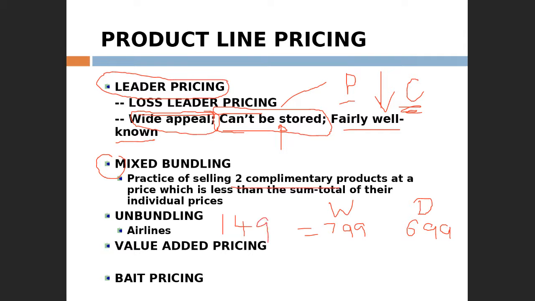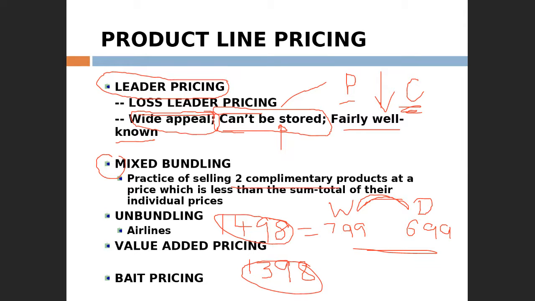Are you with me? It's kind of like going to McDonald's and saying, I'm going to have number one. But then the advertiser might say, if you buy these together, instead of $1,498, you will pay us $1,398. So that's the idea of mixed bundling. The practice of selling two complementary products, washer and dryer, at a price, $1,398, which is less than the sum total of their individual prices, which is $1,498. Questions?